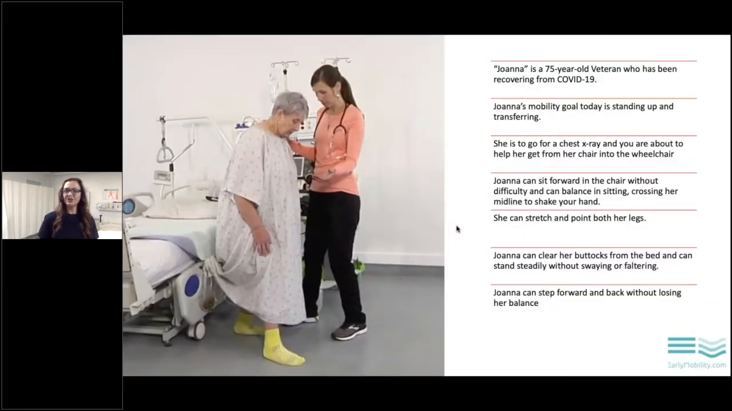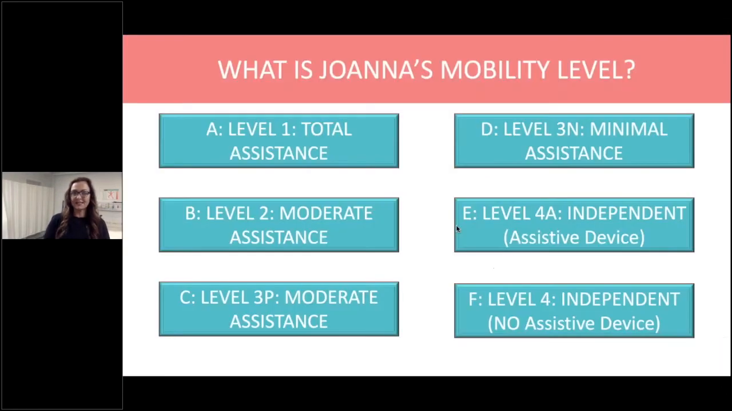Let's look at another patient. Joanna is a 75-year-old veteran who has been recovering from COVID-19. Her mobility goal today is standing and transferring. She's to go for a chest x-ray and you're about to help her get from her chair to the wheelchair. Joanna can sit forward in the chair without difficulty. She can balance in sitting. She can cross her midline. She can stretch and point both legs. She can clear her buttocks from the bed and can stand steadily without swaying or faltering. She can step forward and backwards without losing her balance, without an assistive device. What is Joanna's mobility level?